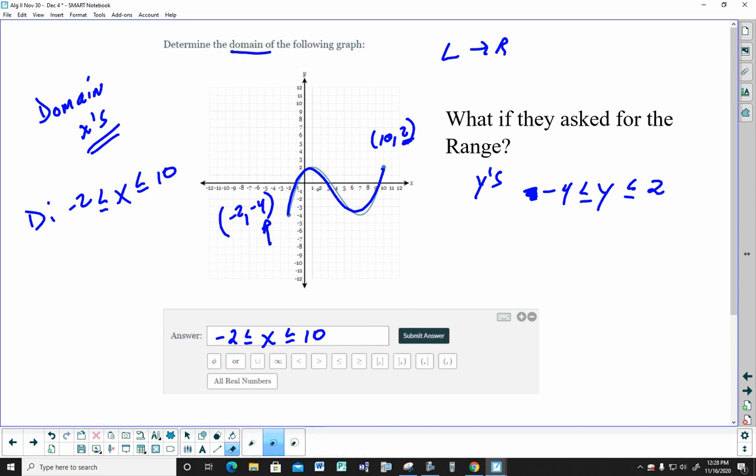Something I want to point out here is notice that the ends are both closed circles. If this was an open circle, remember it doesn't include that. So it would be -4 less than or equal to y less than 2. If this was also an open circle, then this, oops, I didn't mean to grab the whole thing, I meant to choose the little one, would also be that way. Closed circle means you have the equal signs. Open circle means you don't. Range are the y's. Domain is the x's.